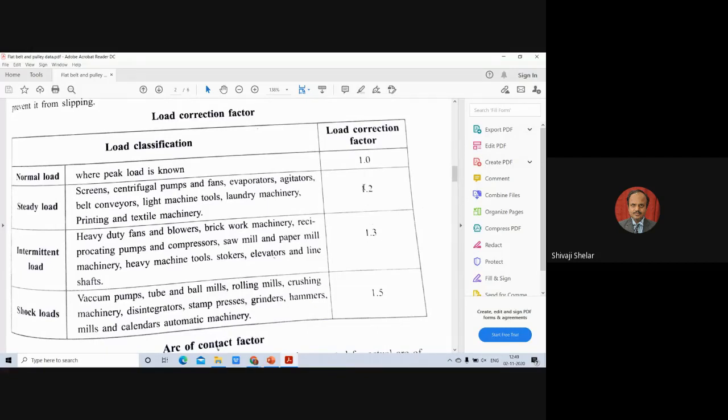You can select 1.2 depending upon the application, if they have specified one. In this problem, nothing is specified. If they have specified that you are using this power transmission for a centrifugal pump, then the service factor is 1.2. If they have said you are using a vacuum pump, then you can say 1.3. So no application is mentioned, and that's why we are going for 1.3. Otherwise, you can identify the application here and take that value. So we have taken 1.3 as the service factor or load correction factor.